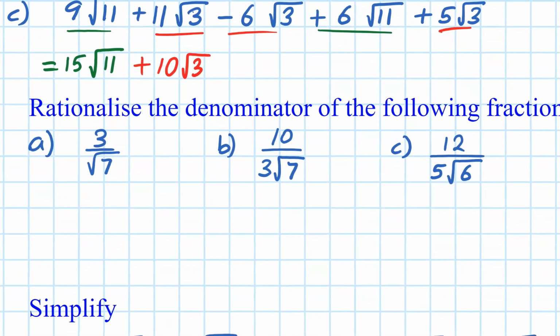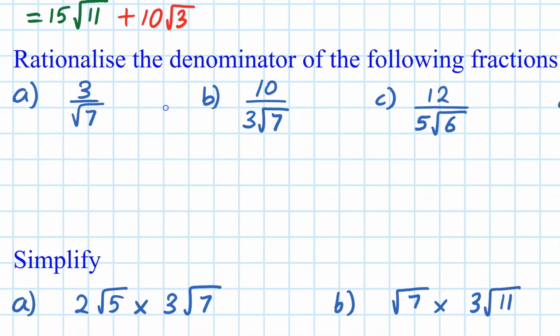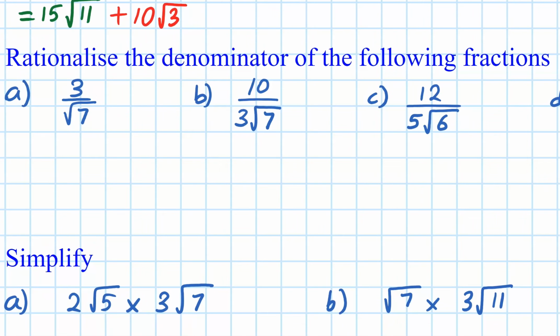Okay, next lot, we have to rationalize the denominator. Well, rationalizing the denominator means I need a whole number in there. So how do I make root 7 into a whole number? The easy way is to multiply by itself. Therefore, I have to multiply numerator and denominator both by root 7. That gives me 3 root 7 on the numerator, while root 49 in the denominator.